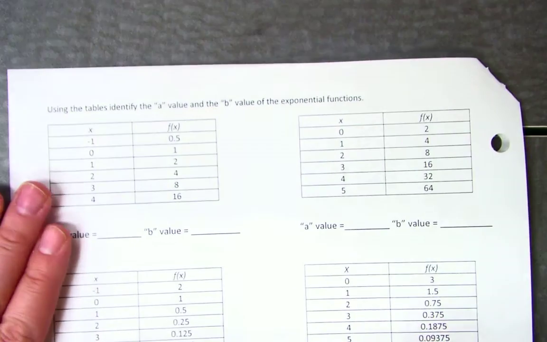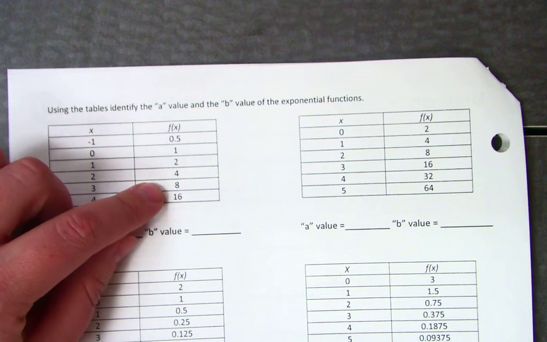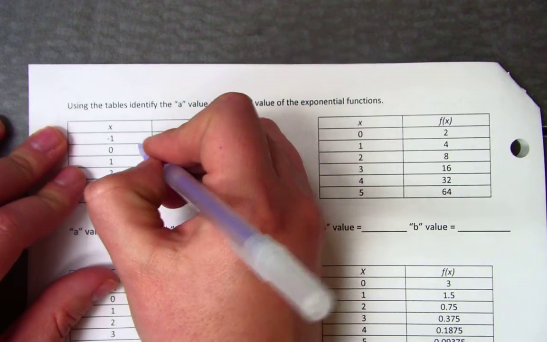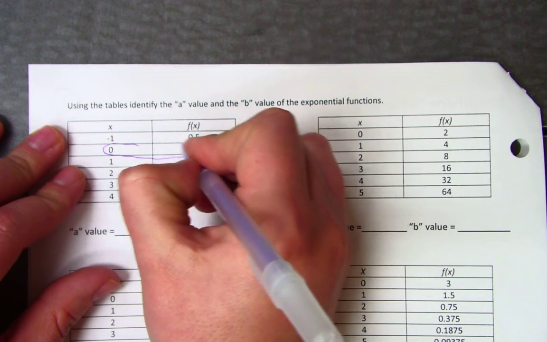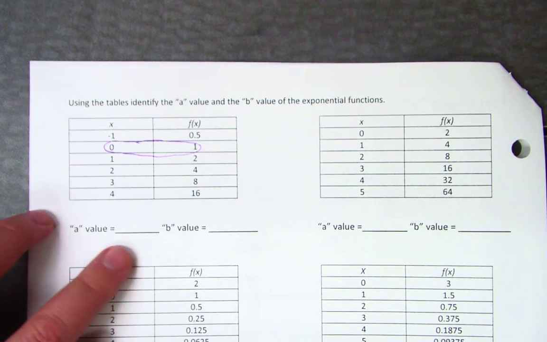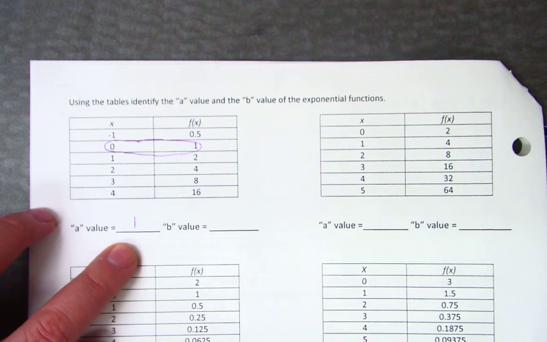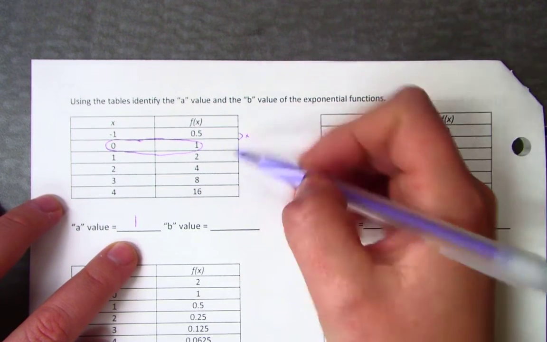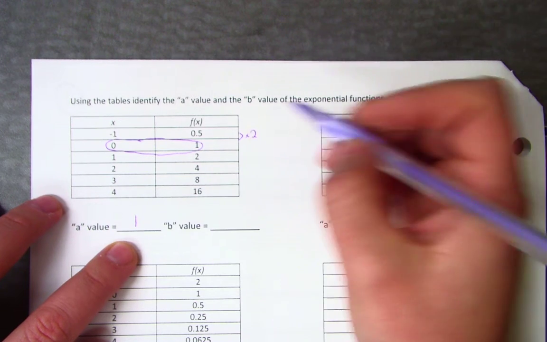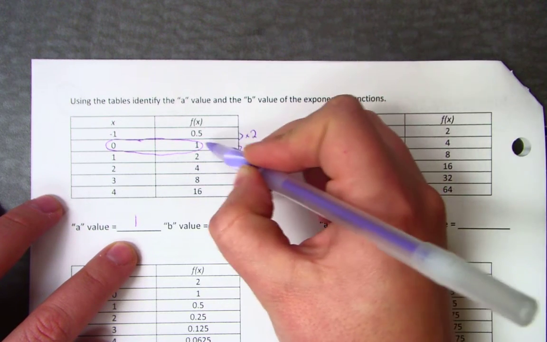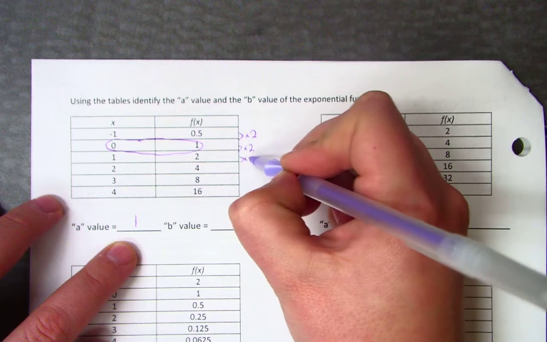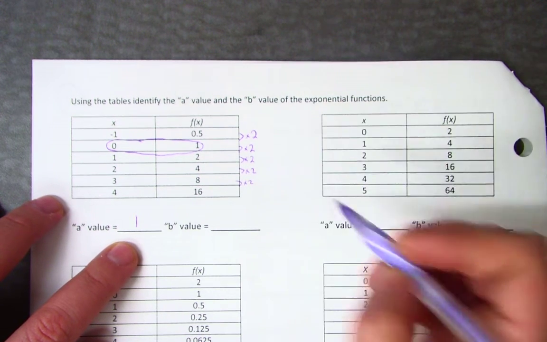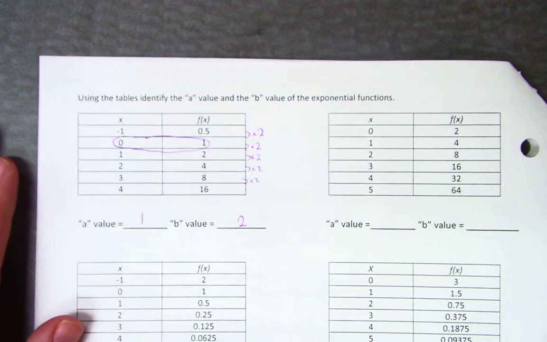On the back page, it's kind of flipped. Here the table is being filled in. You have to think about what the a and b is. So if you look at your y-intercept, which happens when x is 0, the a value is 1. And the constant multiplier, if you have a half and you times it by 2, you're going to get 1. If you have 1 and you times it by 2, you're going to get 2. 2 times 2 is 4, times 2 is 8. 8 times 2 is 16, so your b value is 2.